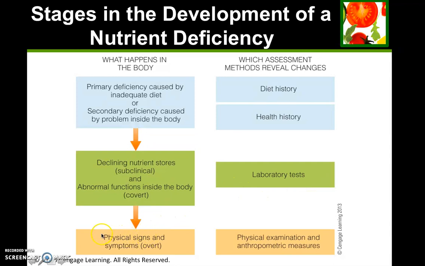And then lastly, if the nutrient continues to not be absorbed properly or the diet continues to be inadequate, it will lead to physical signs and symptoms. In the case of iron, it will lead to anemia. And we can measure this with a physical examination or anthropometric measures. So there might be some weakness, some fatigue, some headaches, reflecting this iron deficient state in the blood.